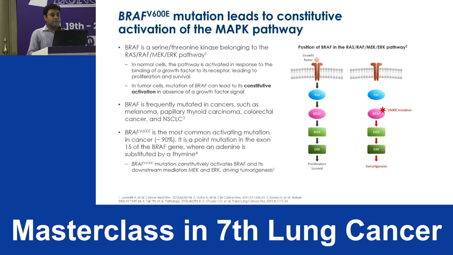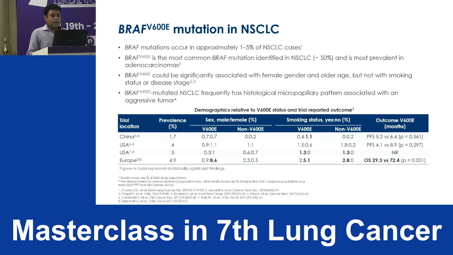So BRAF V600E mutation leads to a constitutive activation of the MAPK pathway. As we all know, BRAF is a serine threonine kinase belonging to the RAS, RAF, MEK, ERK pathway. It is frequently mutated in many cancers. BRAF mutations occur in approximately 1 to 5%, but I'll say 2%, of non-small cell lung cancer cases. BRAF V600E is the most common BRAF mutation identified in non-small cell lung cancer. It could be significantly associated with female gender and older age, but not with the smoking status or the disease stage.